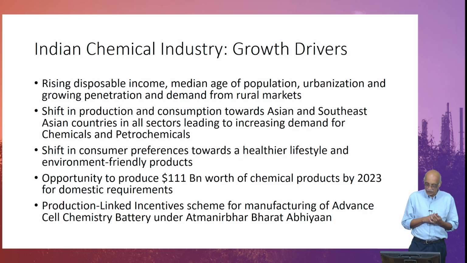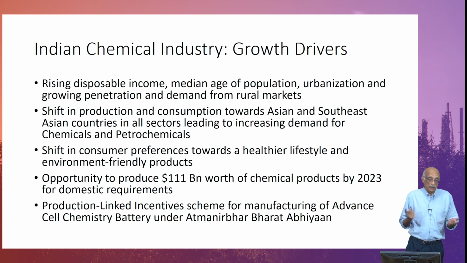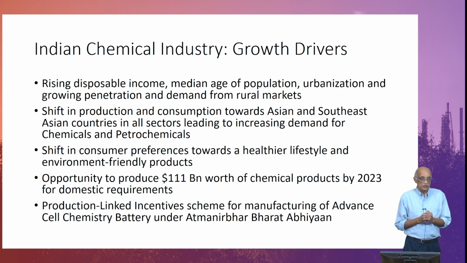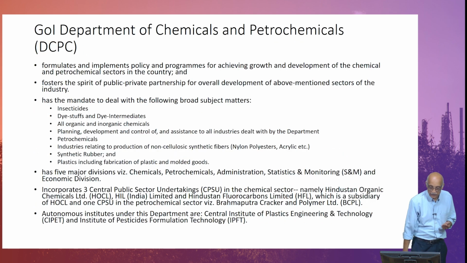Shift in consumer preferences, shift in production and consumption towards the Asian and South Asian countries in all sectors. As we saw yesterday, the Asia Pacific region is contributing more than its share to the global chemical industry. Shift in consumer preferences towards healthier lifestyle, environment friendly products. So, this is causing more production units to be set up with different objectives. Opportunity to produce $111 billion worth of chemical products by 2023 for domestic requirements, and a lot of incentive schemes from the government as well.